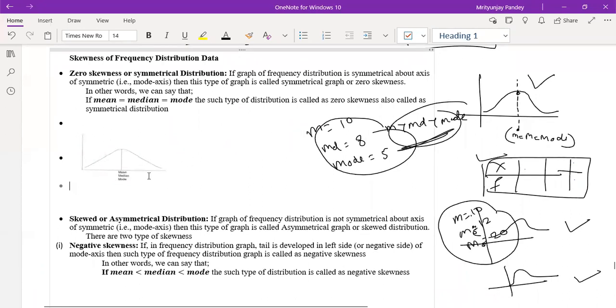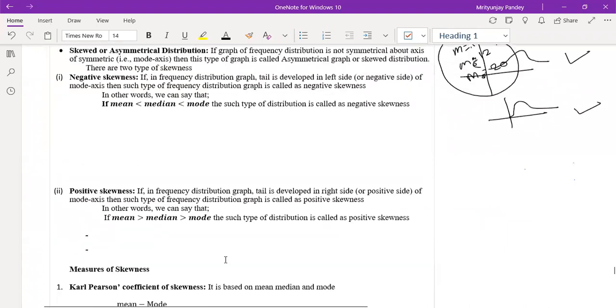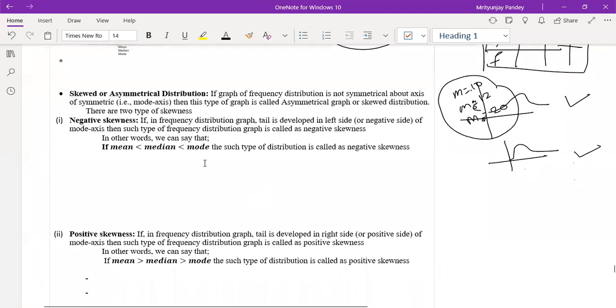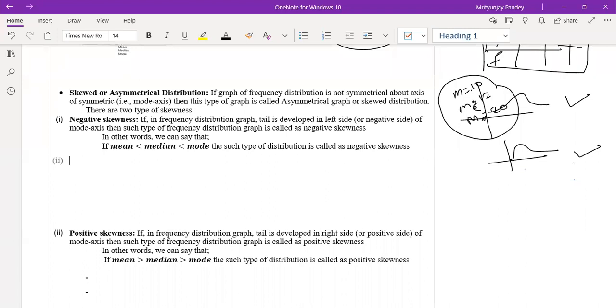So this graph is for no skewness, or zero skewness, or symmetrical data, and the second type of graph is negative skewness. So this graph is the negative skewness. And the last one is positive skewness.